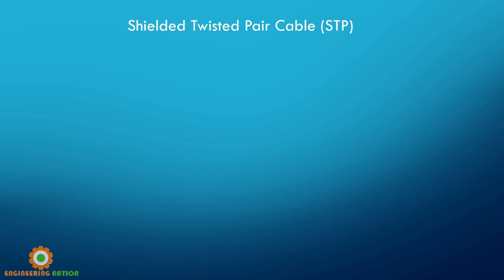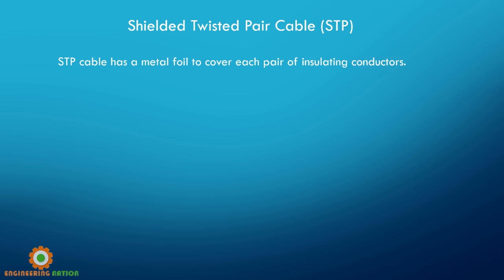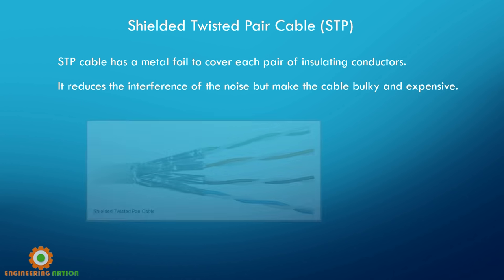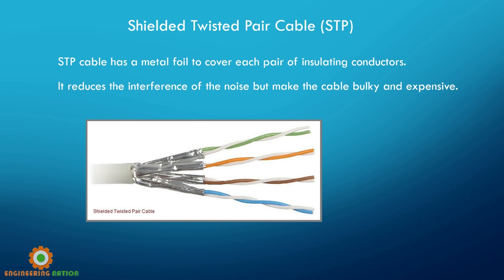Shielded twisted pair cable can also be called STP. Shielded twisted pair cable has a metal foil to cover each pair of insulated conductors. It reduces the interference of noise but makes the cable bulky and expensive. This is the pictorial way of shielded twisted pair cable. Here it is a twisted pair cable and it is covered by a metal foil, called the shielded foil. That is why this twisted pair cable is called shielded twisted pair cable, because it has a shield called metal foil.